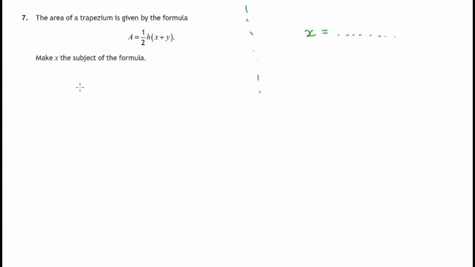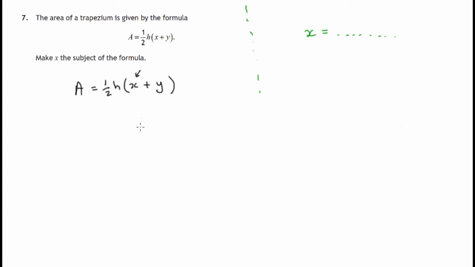First thing we'll do is look to see where x is, and well, there it is, tucked away in the middle of this expression. It's tucked up in brackets. It's got a half h multiplying the brackets. So we have to extricate this from all the rubbish that's round about it.